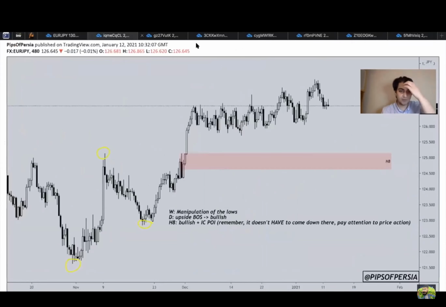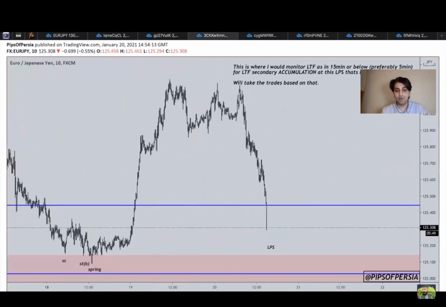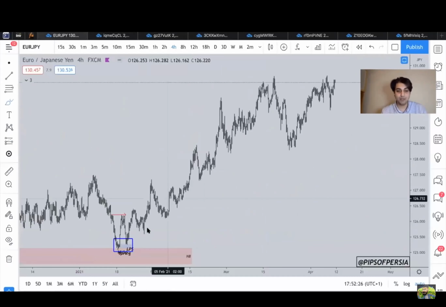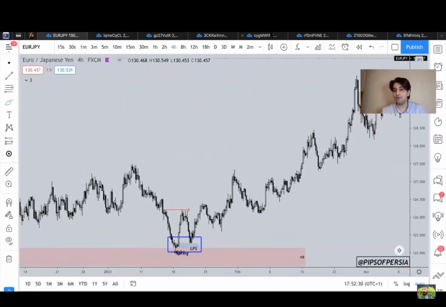Now, this is Euro JPY. So right over there was hoping for a more defined accumulation, and then right back within. This was literally where it came right back down to these areas of reaccumulation right over there, and it took off. Now, let me go ahead and move on to a couple more.